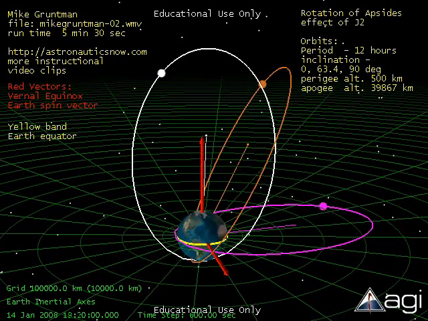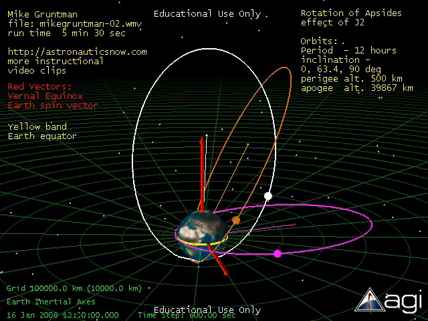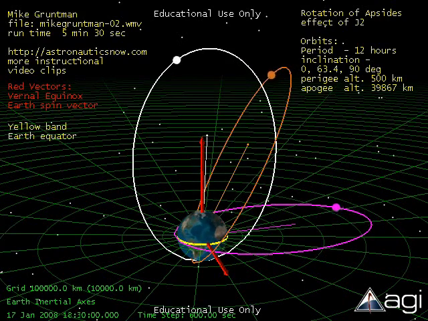The red vector facing you is the vernal equinox vector. Another red vector points north and coincides with the Earth's rotation axis. The Sun is on the left, illuminating the Earth. The yellow band on the surface is the equator.